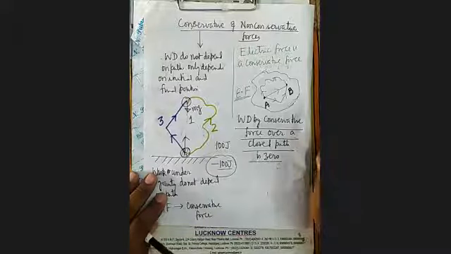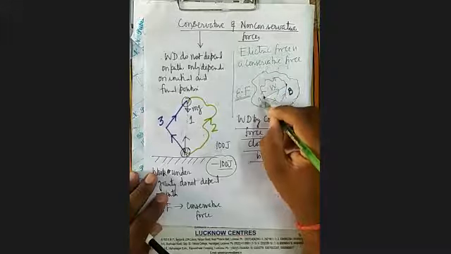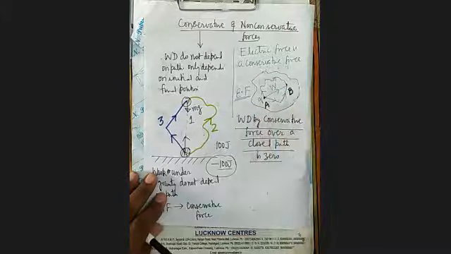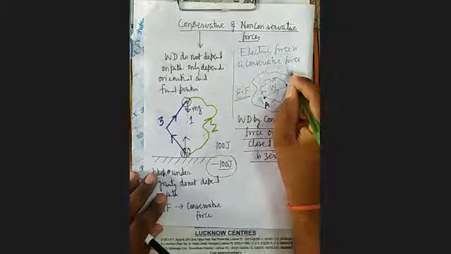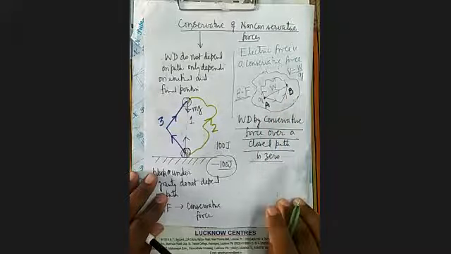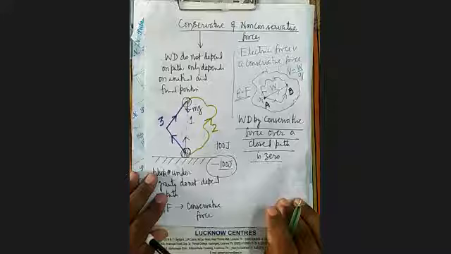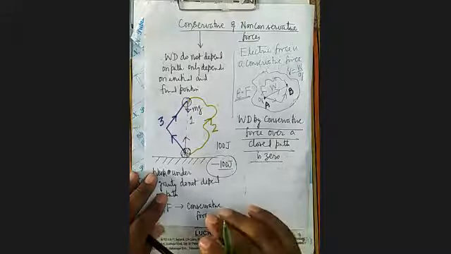And if we take that work as W and the charge as Q, you already studied in class 10 what the potential difference between A and B will be. V equals W upon Q. Is it clear? So this you have studied here in class 10.